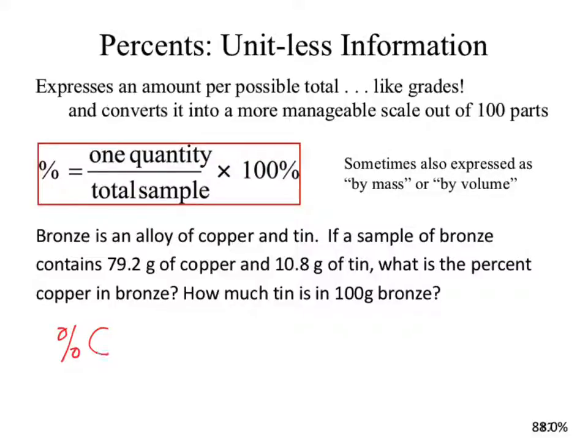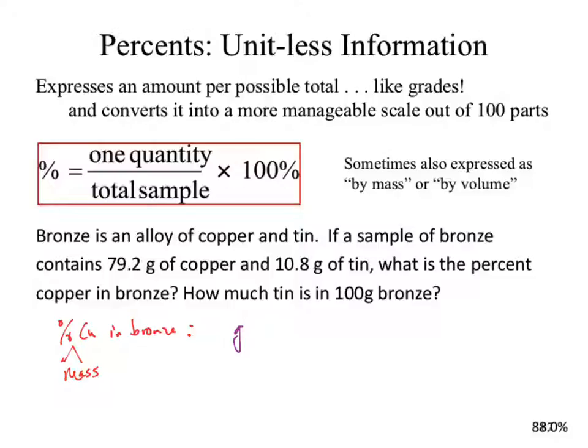So, what are we asked for? Percent copper. Okay, well, yeah, I can write that out. Percent copper in bronze. How do we set up our calculation? Okay, and we decided that it's probably the percent by mass. So if we go up to how we calculate a percent, it's our one quantity. What's our one quantity going to be? What should we have in the numerator?